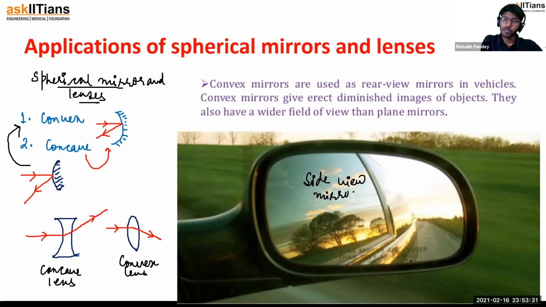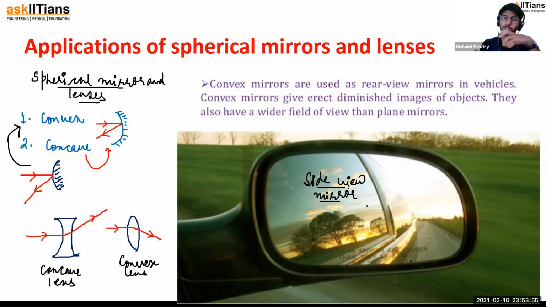Now, by using a side view mirror, if I want to see a vehicle which is behind me, in that situation which mirror should I be using? You should be clear that I have to use a mirror, not a lens, in this case.